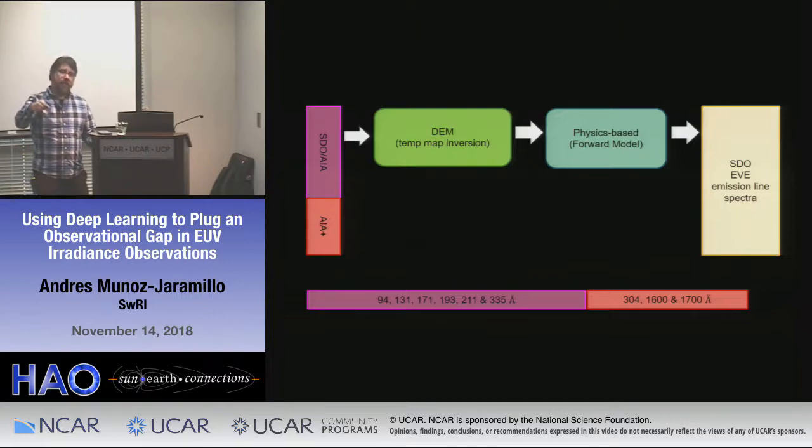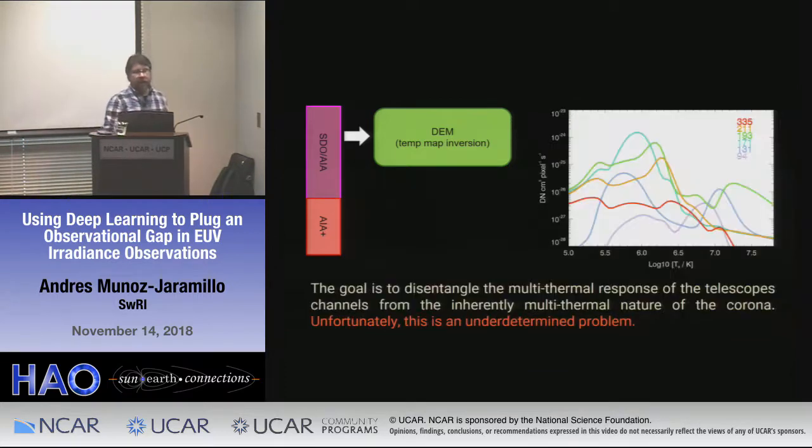And once you have that, you can use a physics-based model, knowing the properties of that plasma, to reconstruct the full spectrum. This first part is called trying to make an assessment of the differential emission measure, which is essentially that combination of density and temperature along the line of sight. And here you have the response in temperature of the different AIA channels. So 94, 131, 171, and so on and so forth. And you can see that these channels are responding to plasma of different sets of energy.